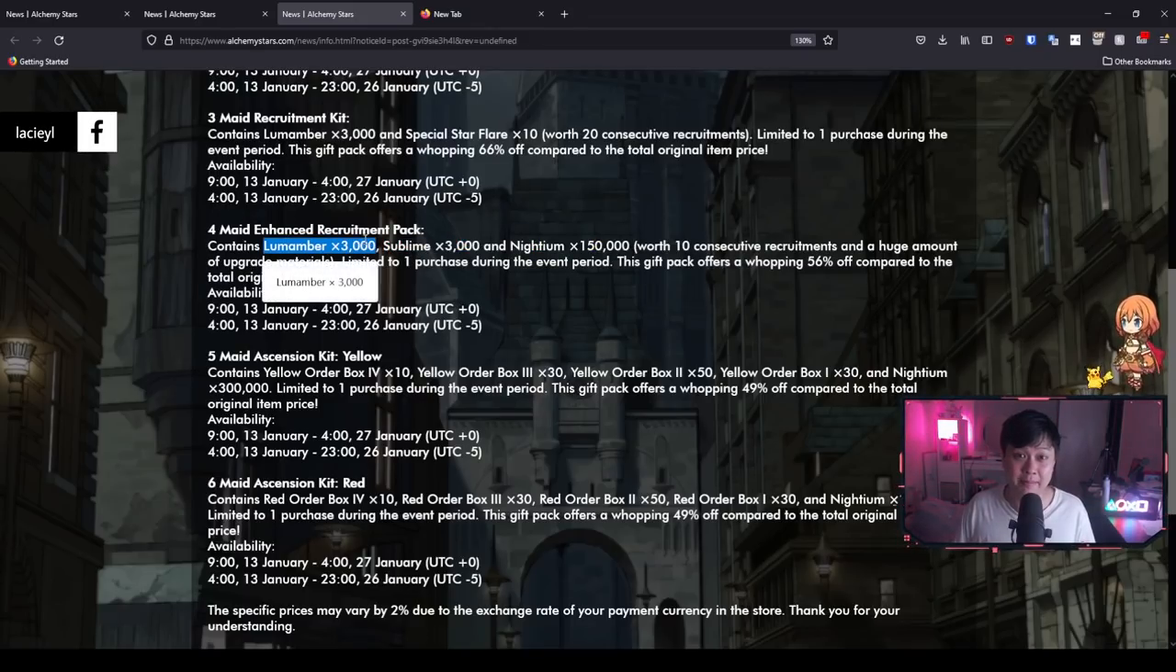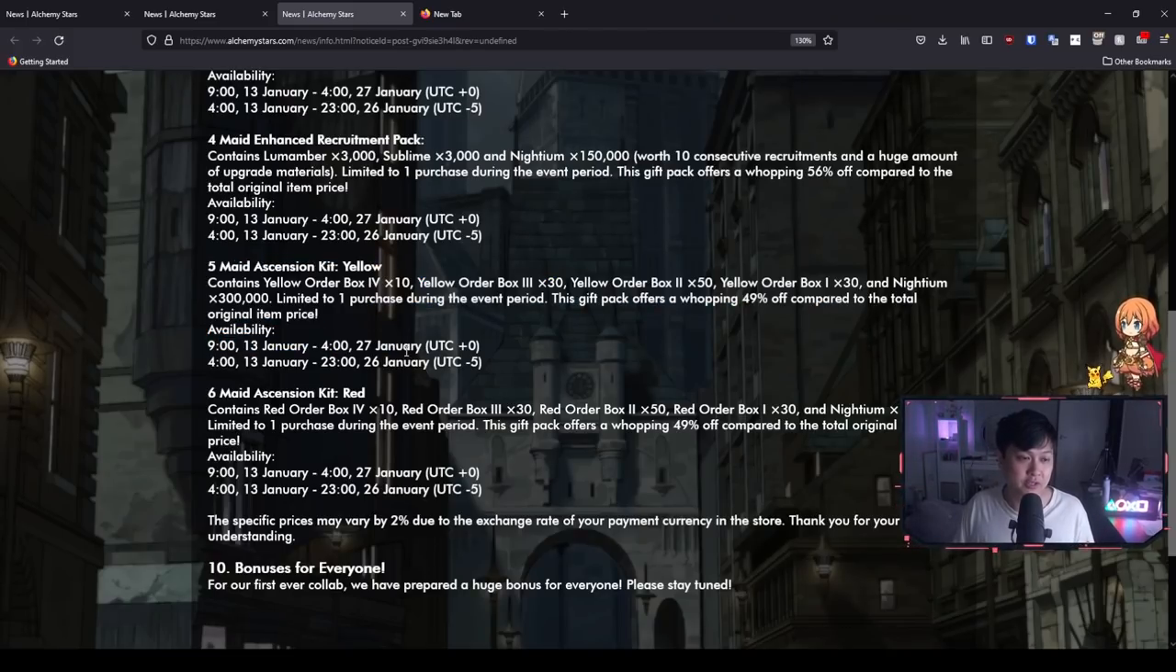You should be buying it for the Lumamba. All right, but with that being said, I think the next two are pretty straightforward. It is very similar to what we've had before. This is your Yellow Ascension kit, so it is for Kana, and then the red one for Toru.